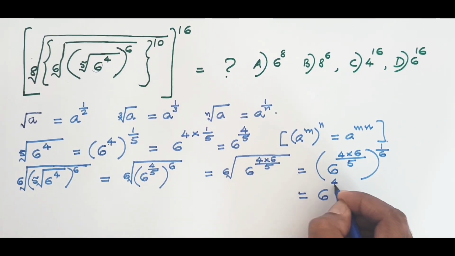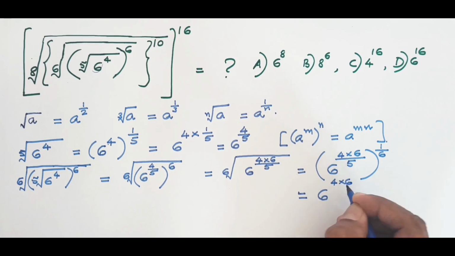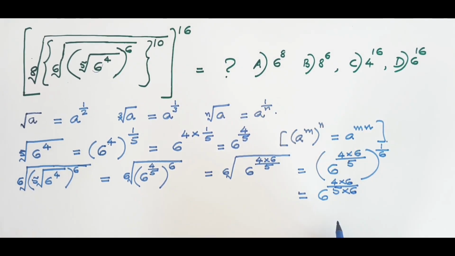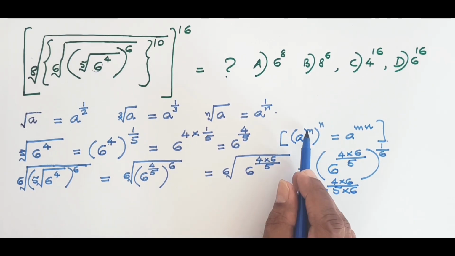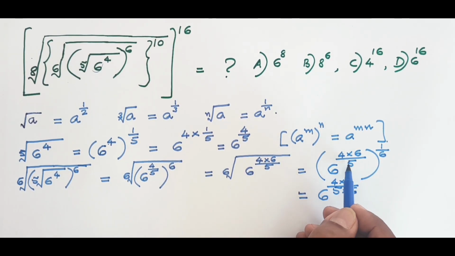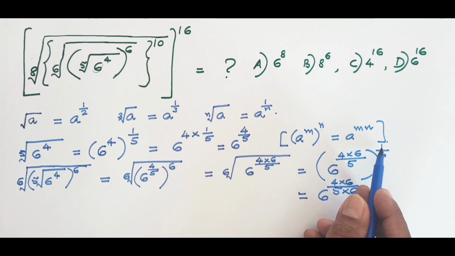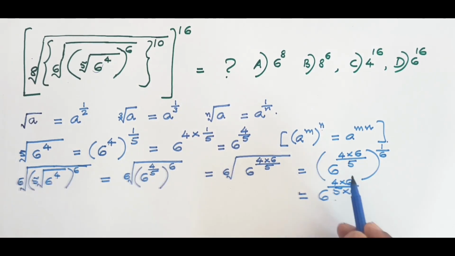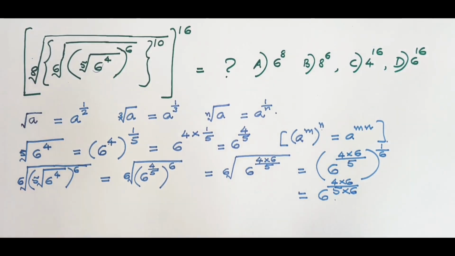6 to the power of 4 multiplied by 6 divided by 5, and this 6 will come down. We are making use of this idea. Here a is 6, m is this numerical expression, and n is 1 over 6. That's how I wrote this from this step, this numerical expression. Now I'm not going to simplify this 6 and 6, which you can easily do, but there is something I want to show you in the shortcut, so I'm just keeping it as it is.